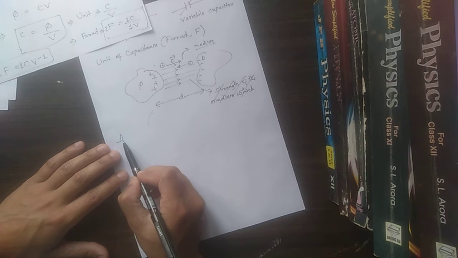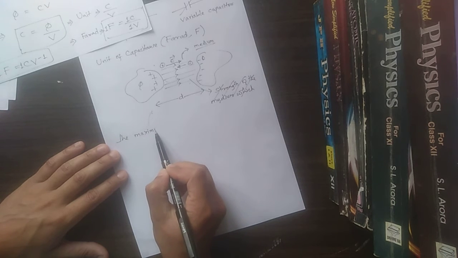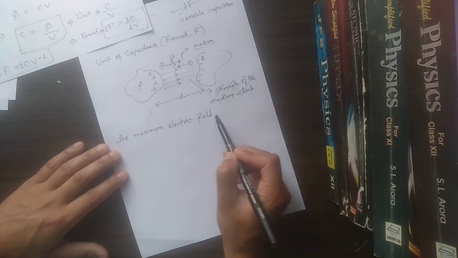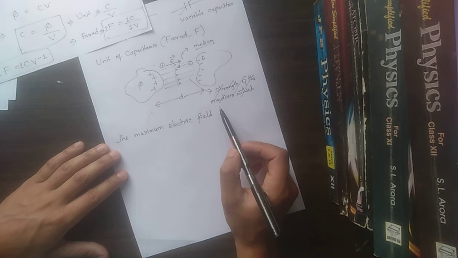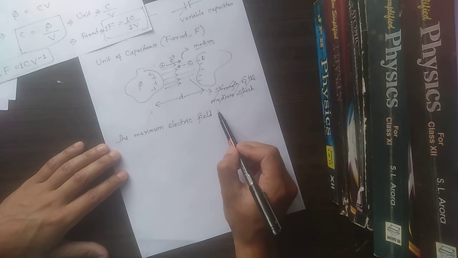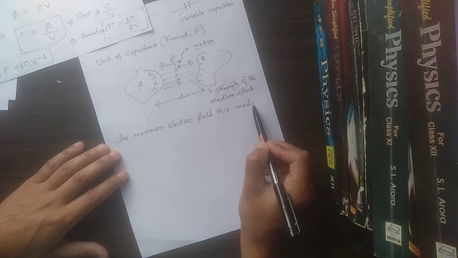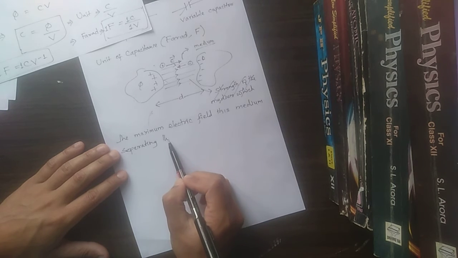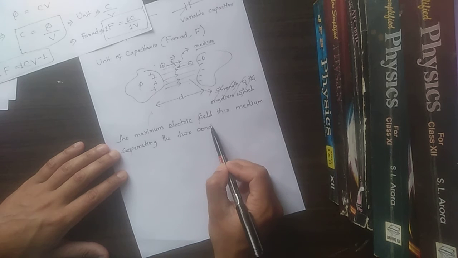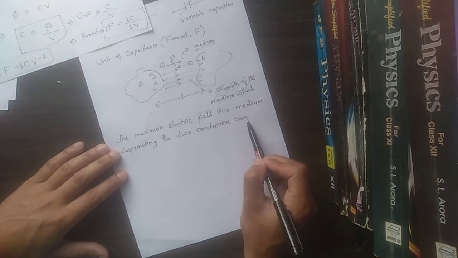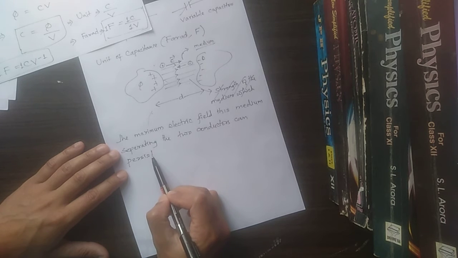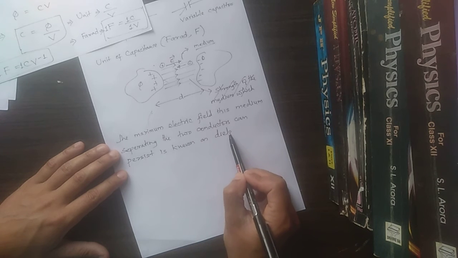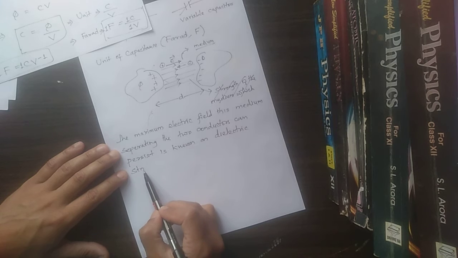Okay, so the maximum electric field this medium separating the two conductors can persist is known as dielectric strength.